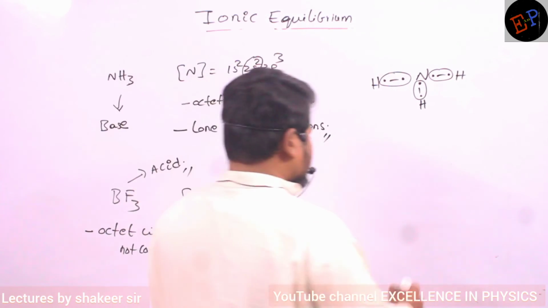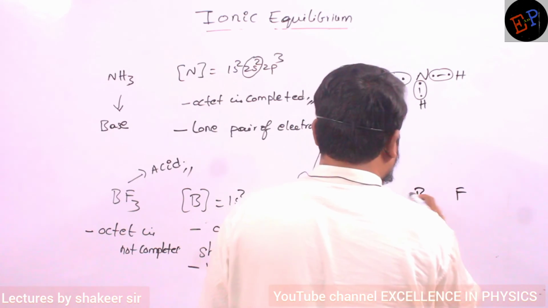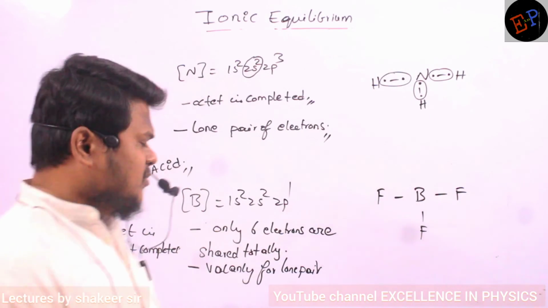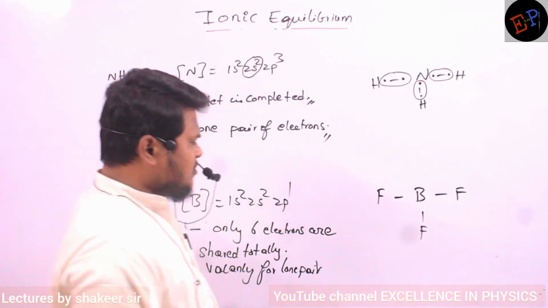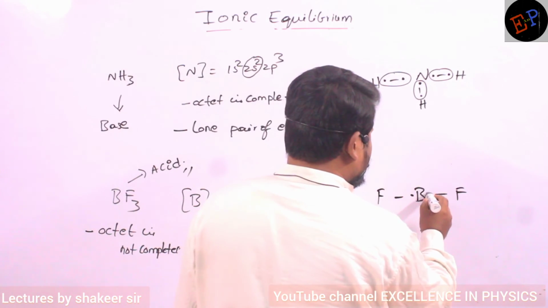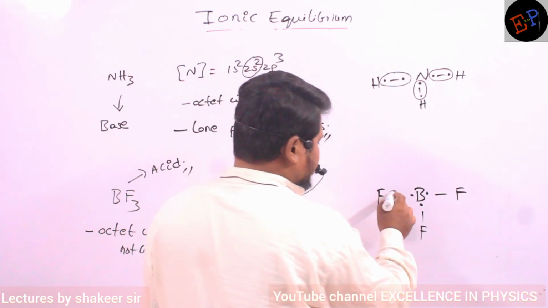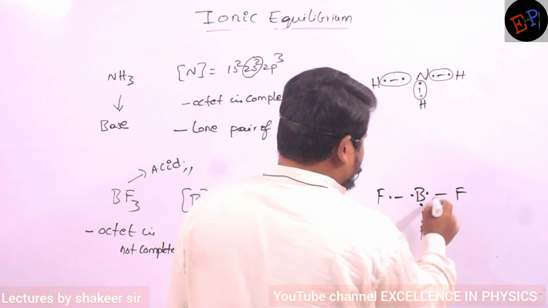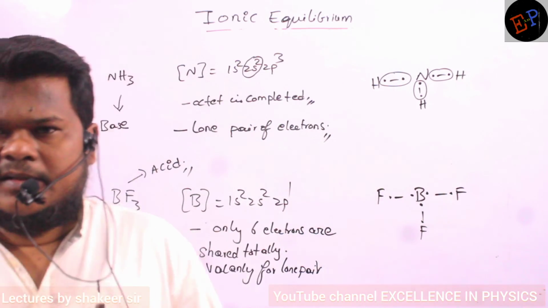So if I take this boron, it will form single bonds with fluorine. Totally how many electrons are present in the outermost orbital? 3 electrons are present. Here there is 1 electron, another electron, and this is another electron. So fluorine also will give 1 electron. So this is the type of bonding which is formed here. That's it. Make a note.